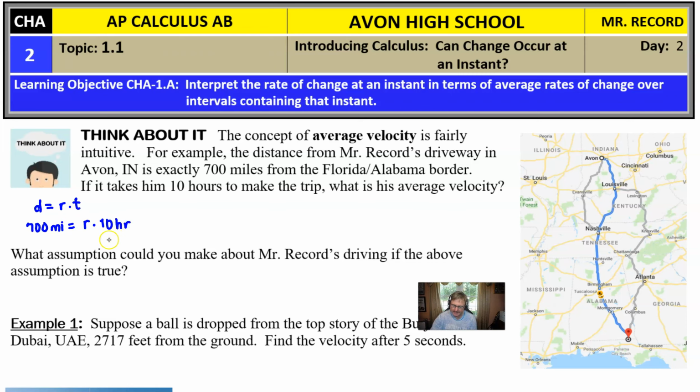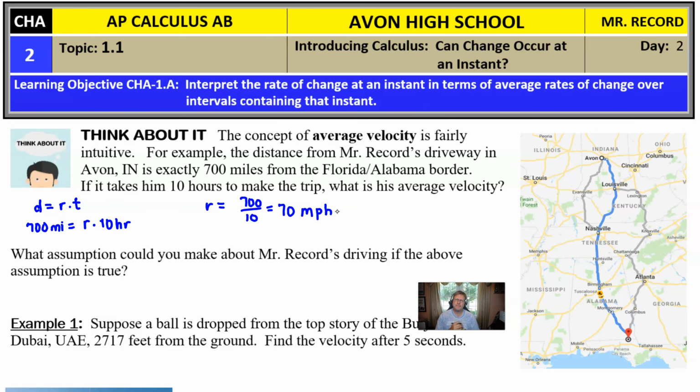If I divide by the 10 hours, R is going to be 700 over 10, which reduces to 70, and the units would be miles on top, hours on the bottom, which we can very affectionately call MPH, of course.